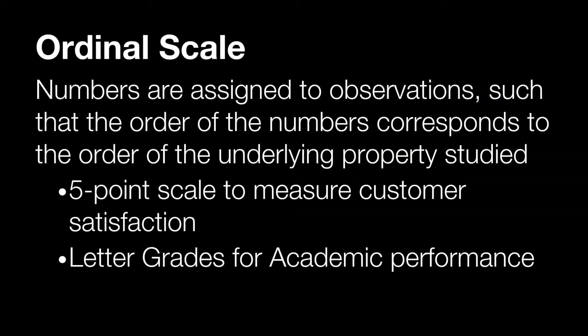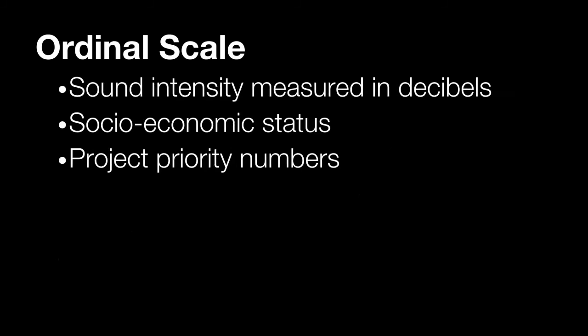Next, we have the ordinal scale. In the ordinal scale, this implies order. Numbers are assigned to observations such that the order of the numbers corresponds to the order of the underlying property or characteristic being studied. Examples of the ordinal scale might include a 5-point scale to measure customer satisfaction, letter grades for academic performance, sound intensity measured in decibels, socioeconomic status, or project priority numbers.